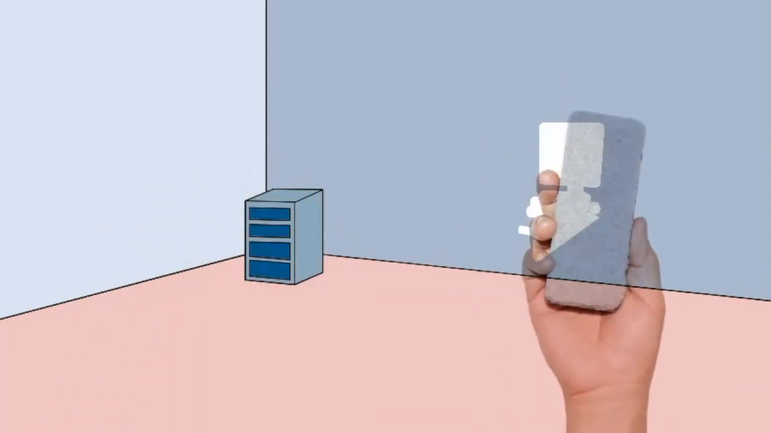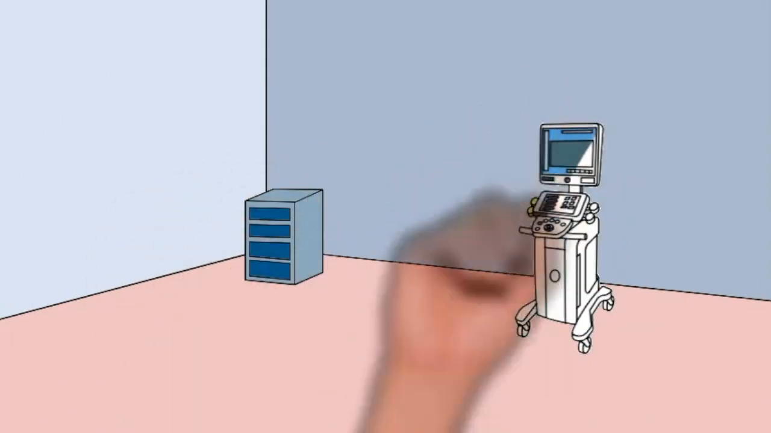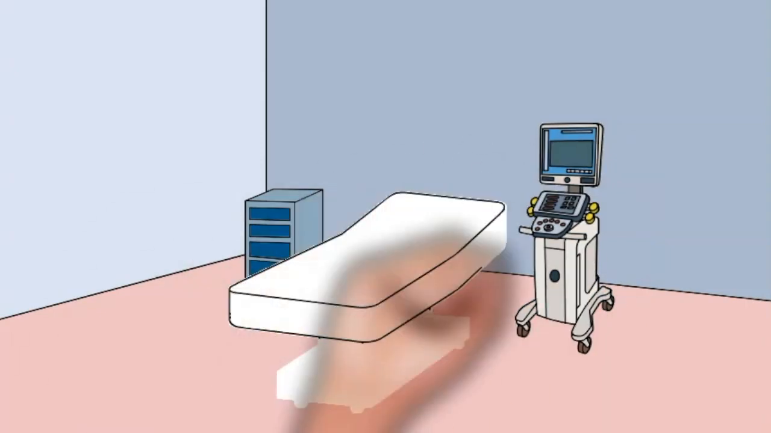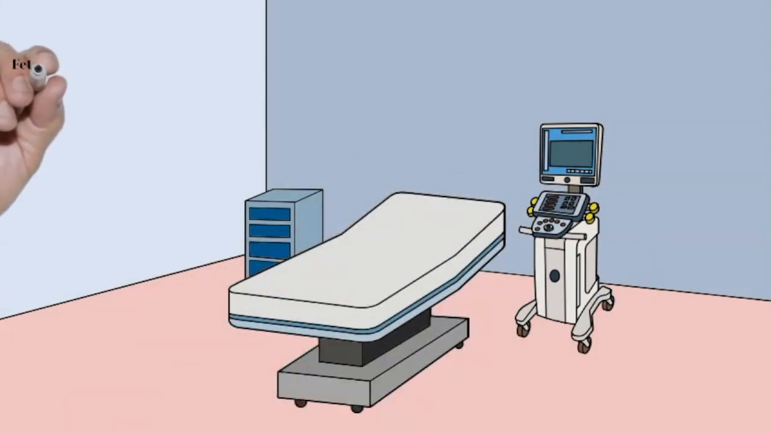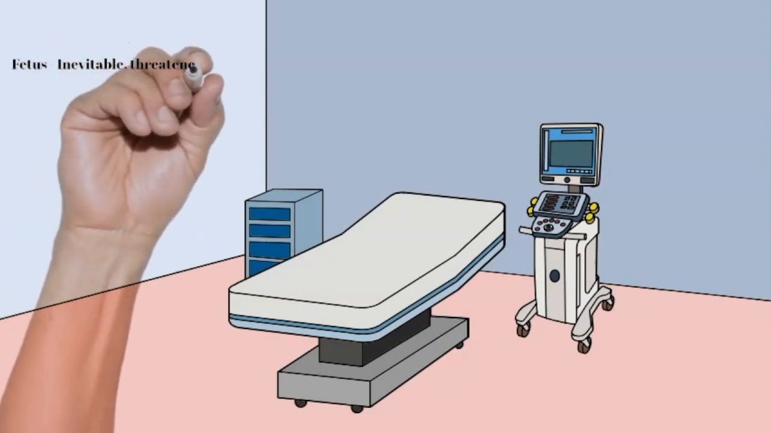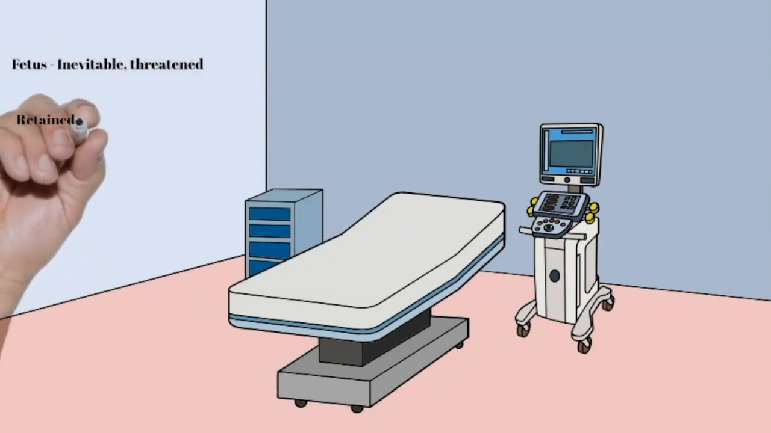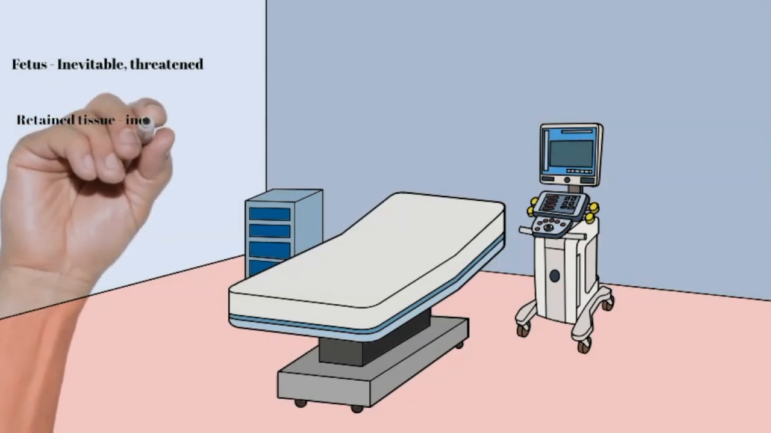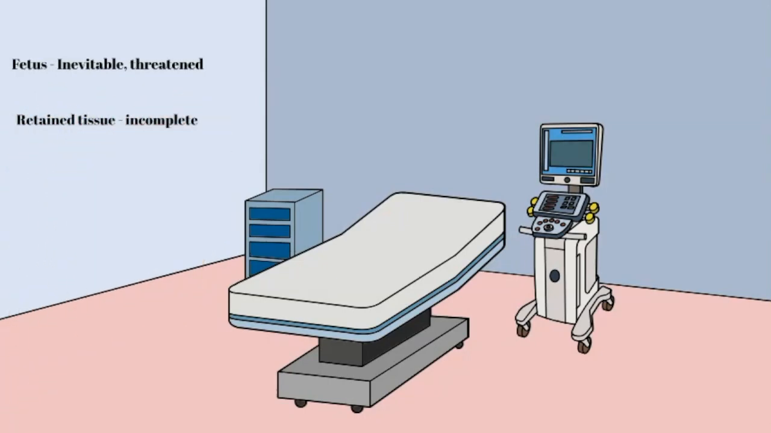Now the question is, how are we going to differentiate between different types of miscarriages and their treatments? Well, it's a reflex to do an ultrasound scan on a pregnant woman who complains of bleeding in the first or the second trimester. Ultrasound may show a fetus, in which case the diagnosis is either threatened or inevitable, or retained tissue, in which case the diagnosis is incomplete.